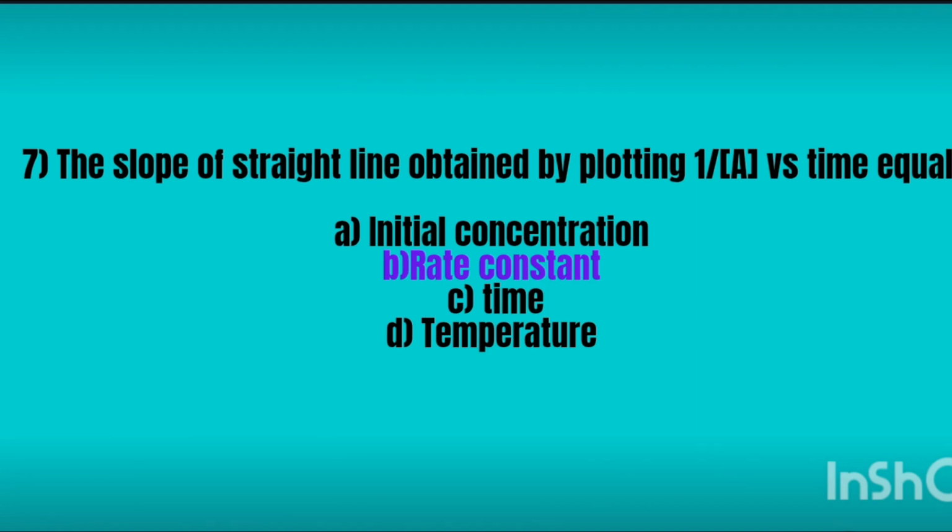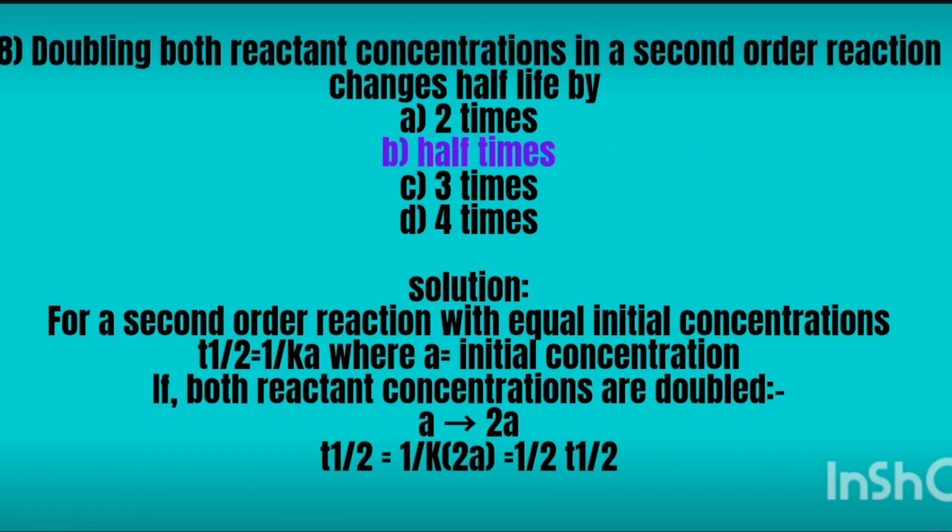Next we'll see the seventh question. The slope of the straight line obtained by plotting 1 by A versus time equals: initial concentration, rate constant, time and temperature. For the slope of the straight line for second order reaction, 1 by A versus time, this will always equal the rate constant. So option B is the correct one. Next we'll see the eighth question. Actually this is one of the important questions.